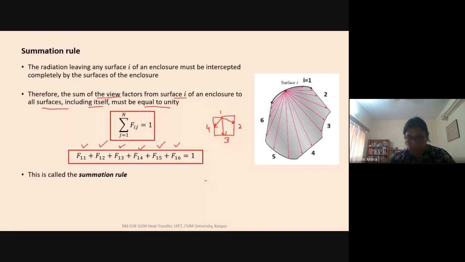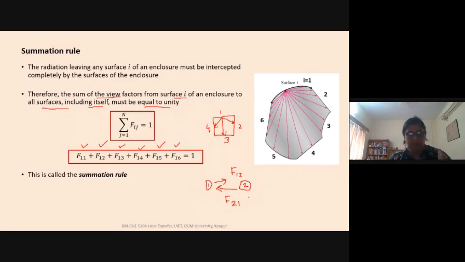Now suppose we have a body 1 like this, say for example, and there is another body 2. If the radiation is going out from body 1 and falling on body 2, and we're trying to calculate the view factor, then that view factor will be given as F12. Meaning, where it is leaving from, that is written first, and where it is reaching, that is written second. Now suppose we are talking about the radiation that is going out from 2 and falling on body 1. In that case, my view factor will be written with where it is leaving from, that is body 2, and where it is reaching, that is body 1. So that is the notation of the view factor.